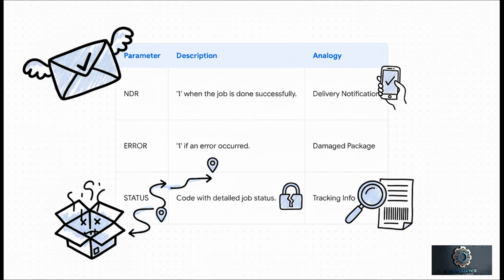Error is, well, your damaged package alert. If that goes true, something went wrong. And the status word? That's your detailed tracking info. It gives you a specific code to tell you exactly what happened, good or bad. It's your best friend for troubleshooting.